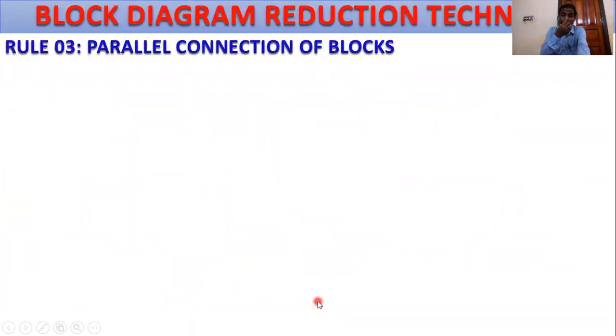Then parallel connection of block diagram. Parallel connection of the block diagram. This is the reference input R of S.